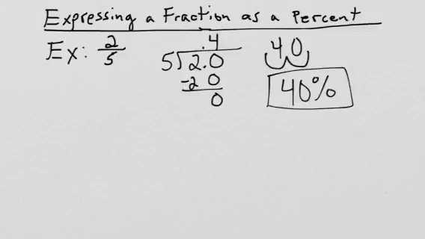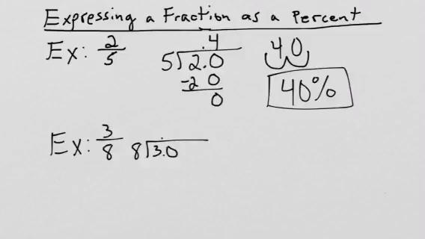All right, let's try one more. Okay, let's say we have 3/8, and you want to take 3/8 and express that as a percent. Well, again, we're going to divide our denominator into our numerator. So we have 8 divided into 3. Now I know 8 doesn't go into 3, so add my decimal, add my 0, bring my decimal to the top. Now 8 goes into 30 3 times. 3 times 8 is 24. Subtract down, and we get 6.